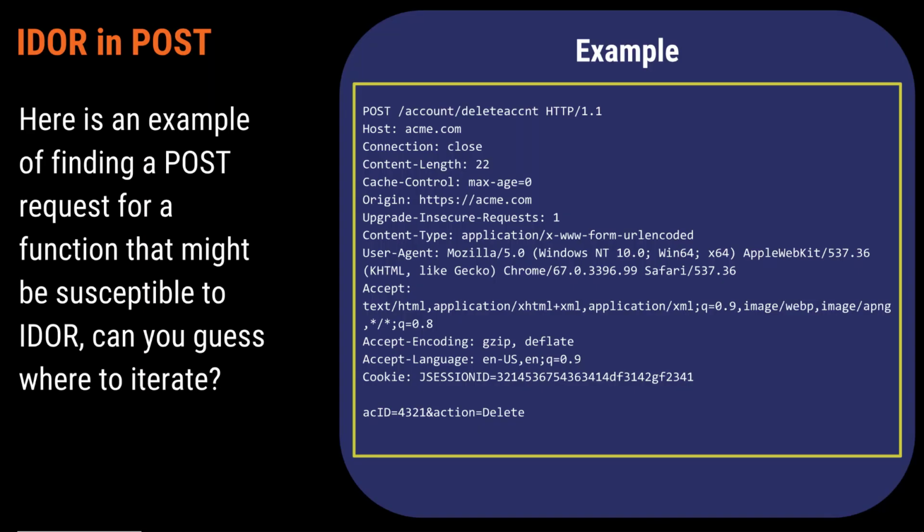So we previously saw a function that would allow us to view someone else's data in an IDOR with a GET request. This is the same thing, but in a POST request and executing a different function. Here you can see our URL says /account/delete_account, and in our POST body we have account ID and action, or ACID and action. Here we have an ACID of 4321 and an action of delete. Most likely you would iterate here on the 4321 number, trying to delete someone else's account.